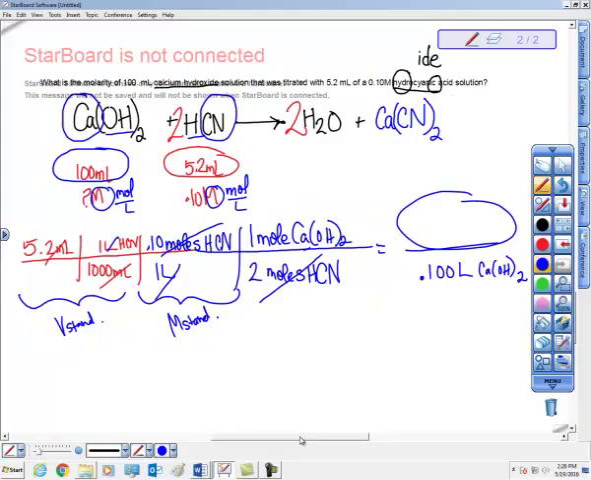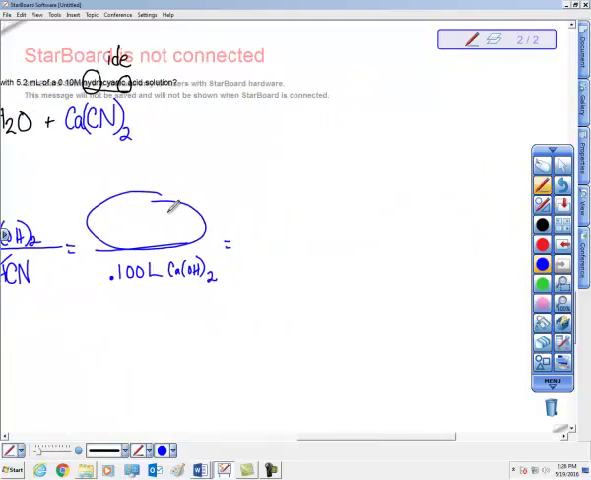Let's do it. 5.2 divided by 1,000, times 0.1, divided by 2, divided by 0.1. I'm not going to stop and tell you how many moles there were, I'm just going to give you the molarity. This is 2.6 times 10 to the negative 3 molar, and that is the concentration of your Ca(OH)2 solution.